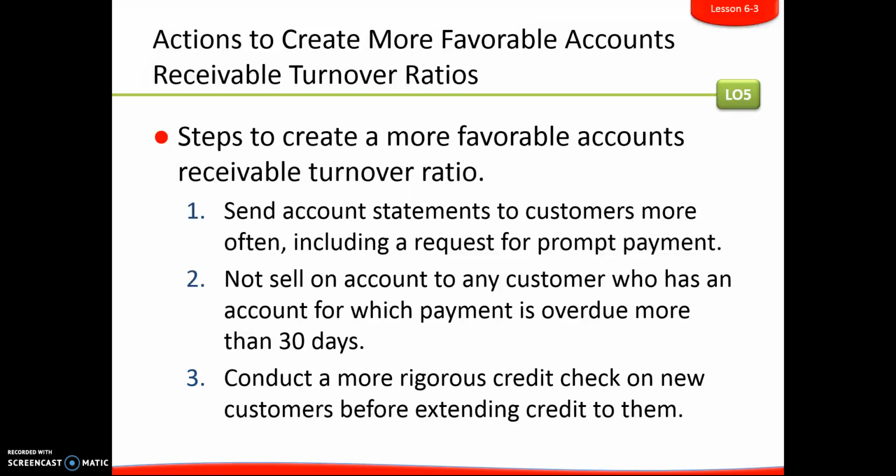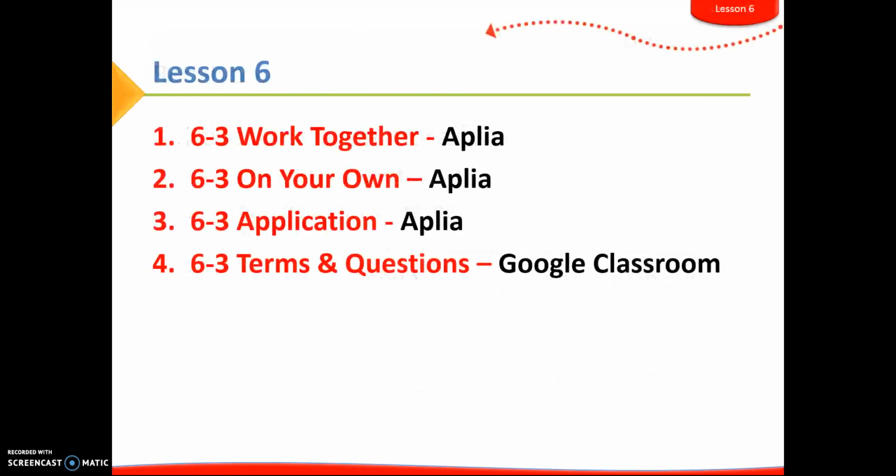So there are some steps that you could take to try to create a better accounts receivable turnover ratio. One of them is to send account statements to customers more often, including a request for prompt payment. Maybe you need to send account statements twice before things are due and see if that helps. You could also try to not sell on account to any customer who has an account payment overdue of more than 30 days, and see if that helps. And of course, you could try to conduct a more rigorous credit check on new customers before you extend them credit. But of course, even the most well thought out policies still could result in unfavorable accounts receivable.